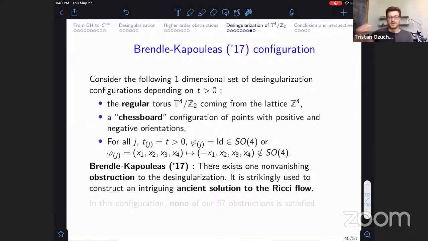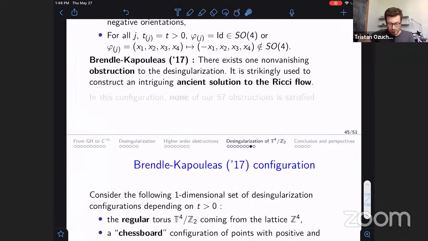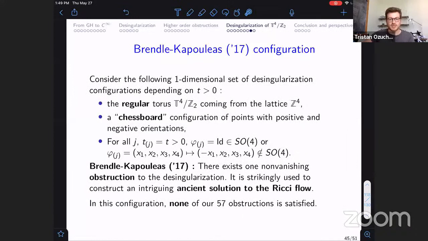and that's already very, very impressive, because there was no obstruction at first order, so they had to go further and extend the asymptotics of the Eguchi-Hanson metrics to see how these metrics act on each other, and then they constructed an ancient Ricci flow thanks to this obstruction. So the obstructions also are probably useful to construct interesting new behaviors of the Ricci flow. And so in this configuration, none of the 57 obstructions I mentioned are satisfied.